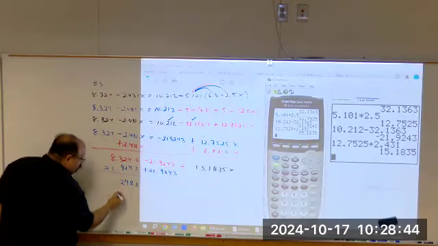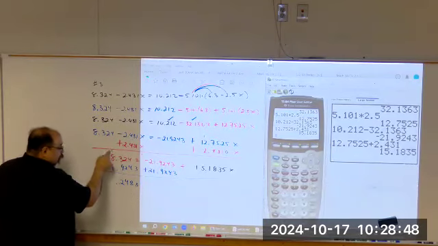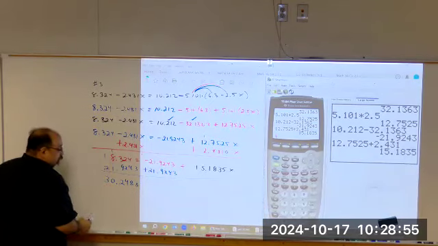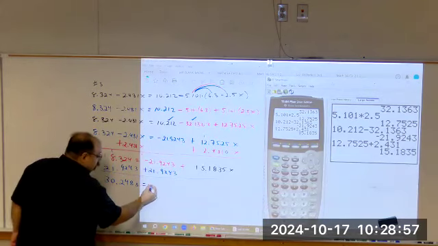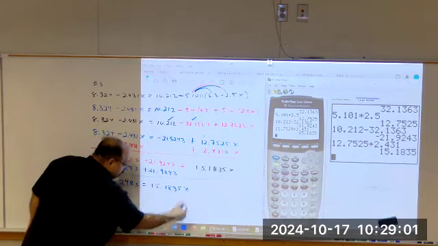3 plus 9, we get a 12 in the tenths, we carry the 1. 1 plus 8 plus 1, that's 10. So that's a 0, carry the 1. We get 30.2483 equals 15.1835x.